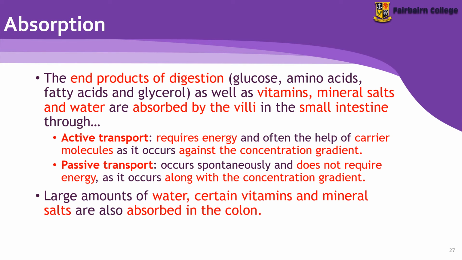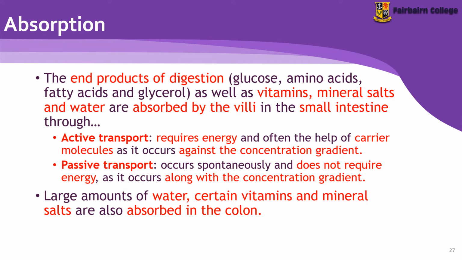Now that we've had a look at the structure of the small intestine and the villus, in order to understand how these structures facilitate absorption, we can look at the process of absorption in a little more detail. We've said that the end products of digestion get absorbed by the villi of the small intestine. These end products or nutrients are glucose, amino acids, fatty acids, and glycerol, as well as some other substances like vitamins, minerals, and water. All these substances are absorbed into the small intestine in different ways.